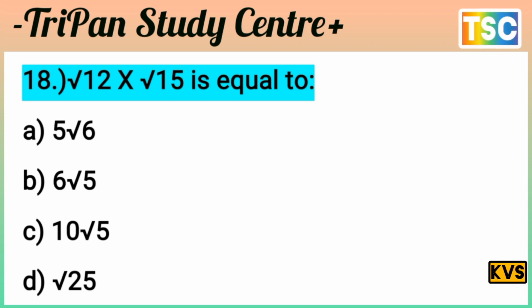That is easy. You should mostly use the factorize method. 12 factorized is 2, 2, 3. And 15 is 3 and 5. It means 2 pairs and 3 pairs here. But 5 has no pair. Okay, the option B is correct here. Let's see the next question here.